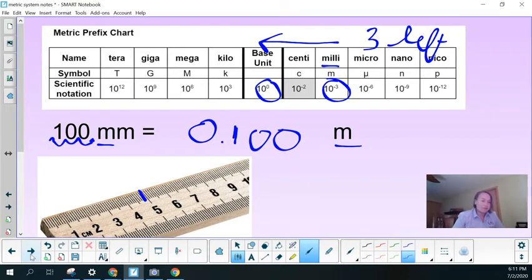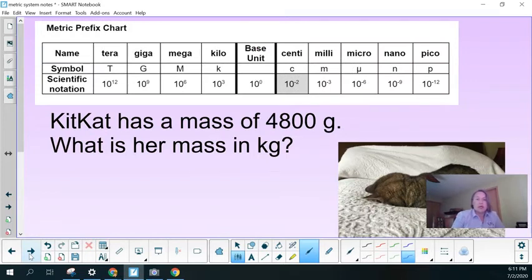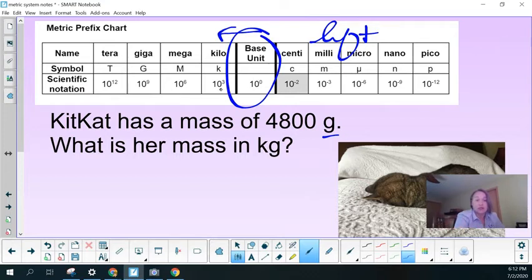Let's try another one. Kit Kat, my cat, has a mass of 4,800 grams. We recognize that that's part of our base unit, or one of our base units. We want to know what her mass is in kilograms. So again, our decimal will move to the left. And it will move 3 places because the difference between 3 and 0 is 3. So our decimal, starting here, moves 3 places. So Kit Kat's mass is 4.8 kilograms.